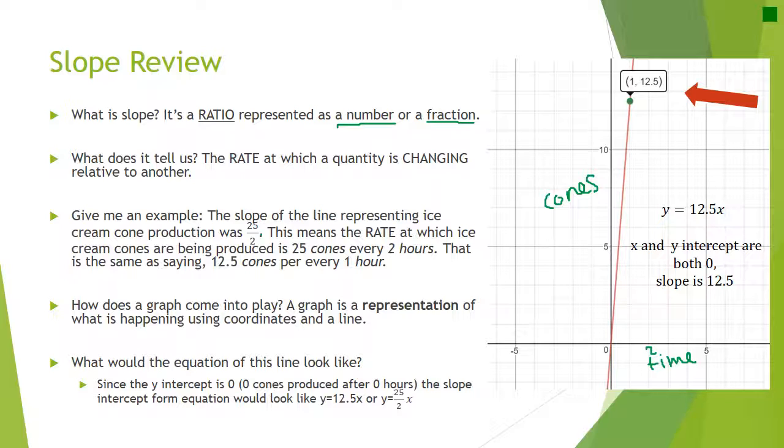So if you look right here after 2 hours, it's going to be clear up here on 25. But if you look after 1 hour, it's right here at 12.5, okay? So after 1 hour, 12.5 cones are being produced. After the second hour, another 12.5 cones are going to be produced. So that's what a slope represents. It represents how something is changing, and a graph is just a physical representation of that, so you can see what is happening.